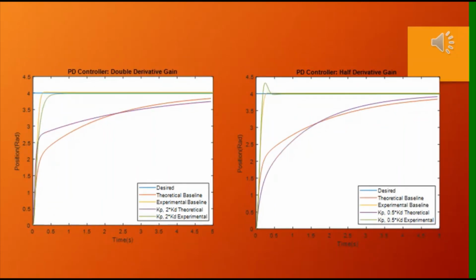Now with the PD controller, we mess with the derivative gain. On the left, where we doubled the derivative gain, it has a much slower response time than that on the right. Both are very slow response times. As you can see, the experimental and theoretical still do not line up. However, you can still see this difference in derivative gain response.